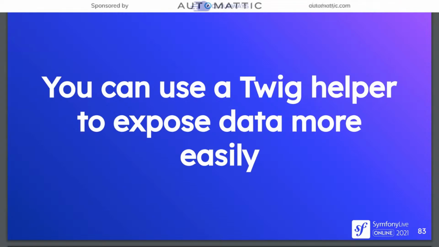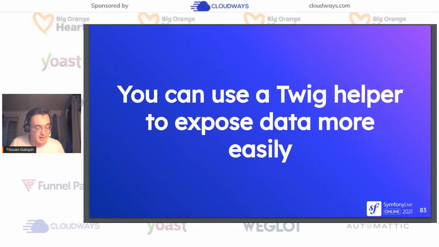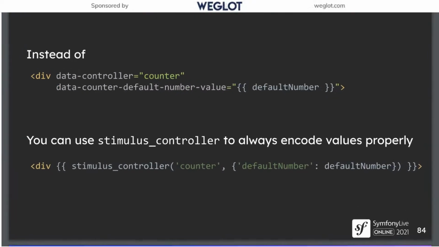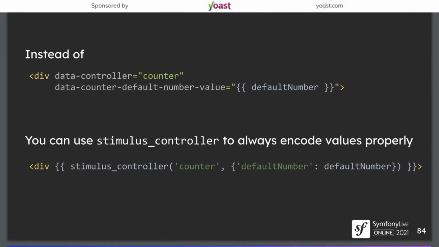And that's why in Symfony, we use the Twig helper to expose this data more easily. For instance, the example we had before was data-controller equals counter, data-counter-default-number-value equals default number. Instead of having this cumbersome notation, we introduced a Twig helper that does exactly the same thing. It generates the same HTML, but it's just easier to use. And because of this notation, whatever you give inside the values section is JSON encoded, and on the Stimulus side, automatically JSON decoded, so you don't even have to think about parsing and encoding and everything.